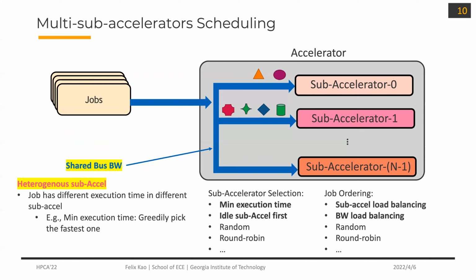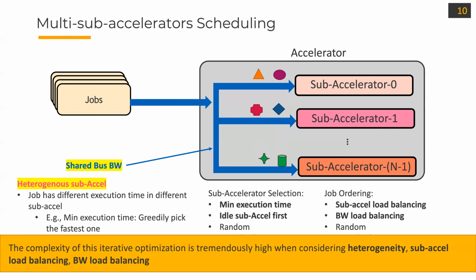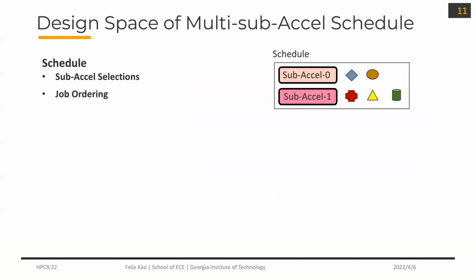Therefore, we will also need to reorder the job for sub-accelerator load balancing. After that, don't forget we still need to do bandwidth load balancing again, and potentially iterate this process again and again. So the complexity of this iterative optimization is tremendously high when considering heterogeneity, sub-accelerator load balancing, and bandwidth load balancing together. And the complexity will exponentially increase with the number of jobs.